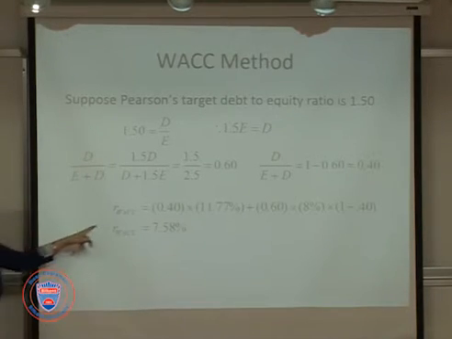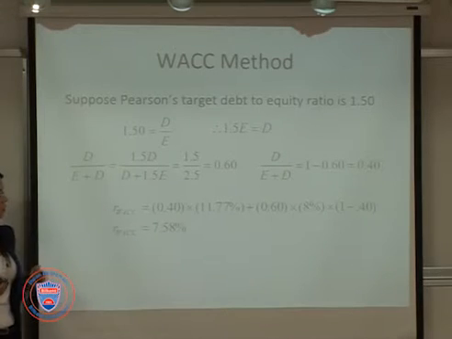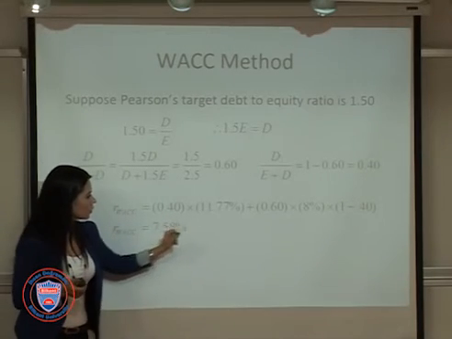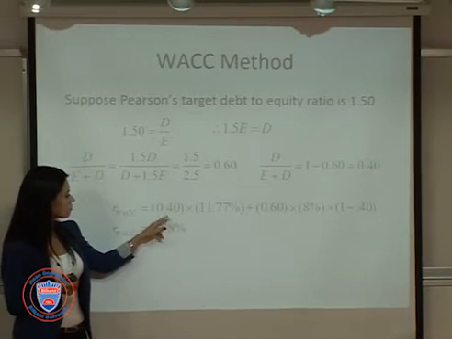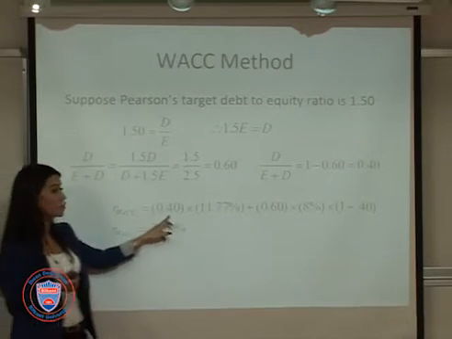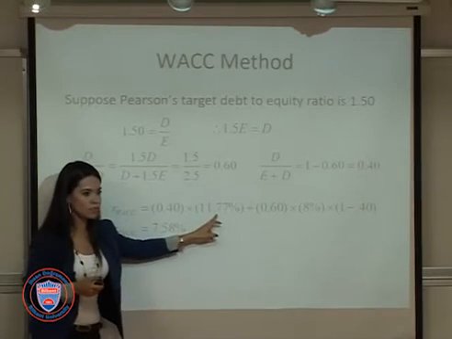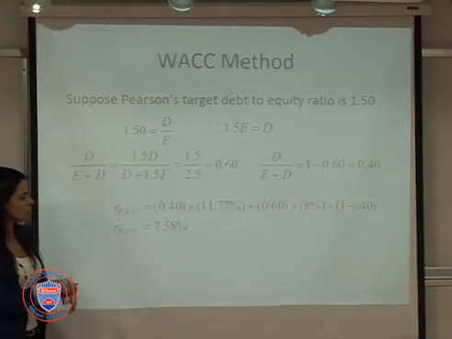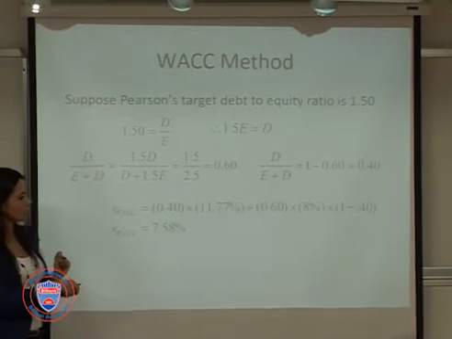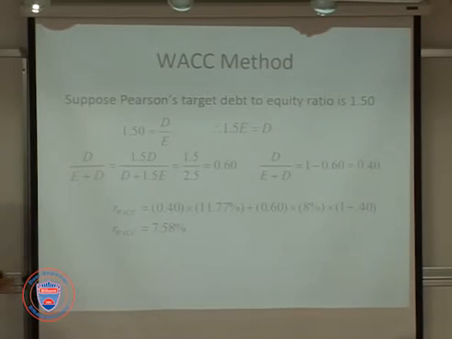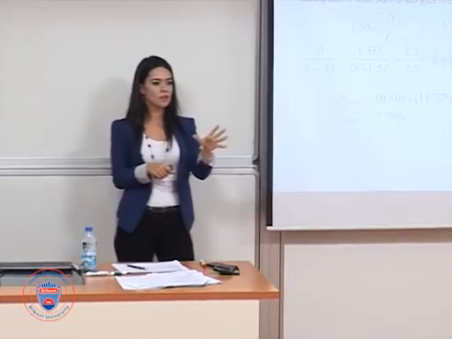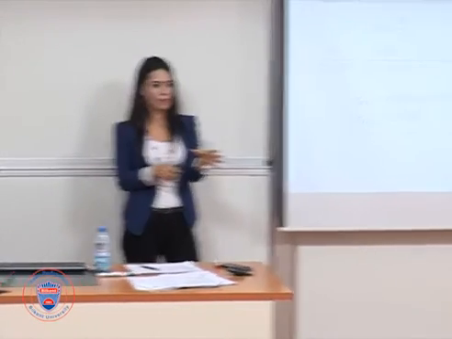Don't worry. So you calculate the weighted average cost of capital. 40% is the weight of equity, and this is the cost of equity we calculated in the previous slide. Then the cost of debt, weight of debt, and 1 minus t. Yeah, what I said was true. So this will give you a weighted average cost of capital of around 7.58%.